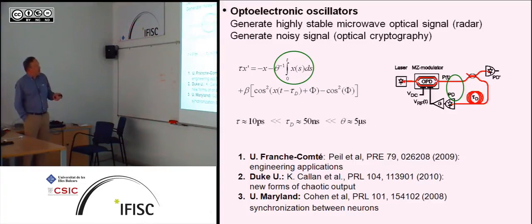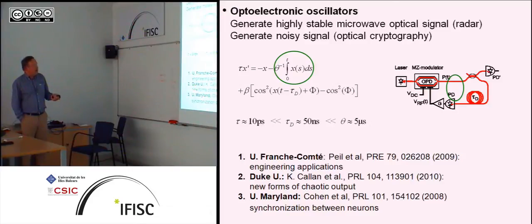I just wanted to emphasize that the richness of the behavior you can get with this particular device is due to the fact that you have a large control of the time scales in the problem. For example, you can have tau to be 10 picoseconds, the delay to be 50 nanoseconds, and theta, the filter time, to be 5 microseconds. Okay. And this can be changed. And no surprise, there are different groups which are using this device for very different purposes. Laurent Larger is interested in engineering applications.